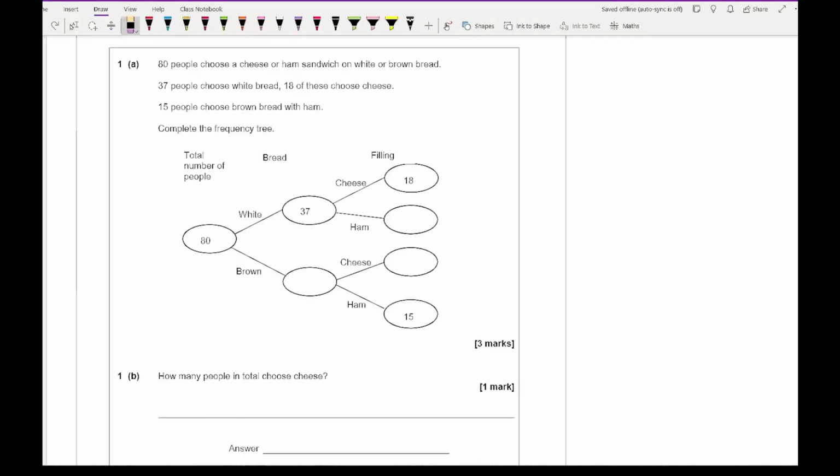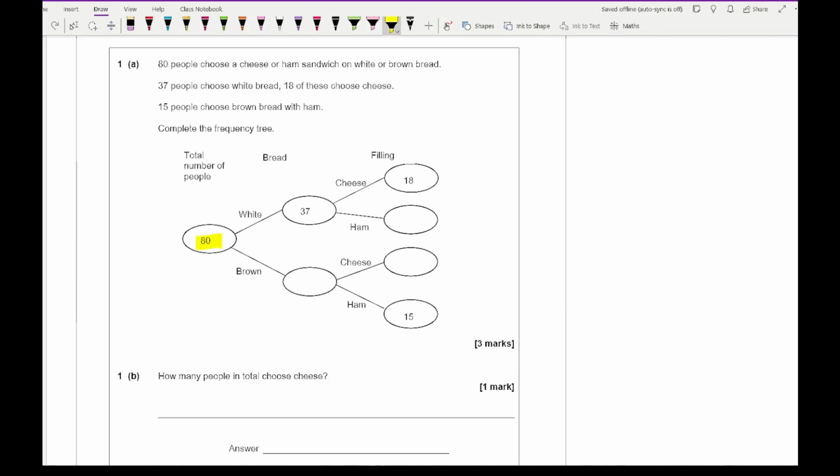So let's get straight into question 1. Question 1 says 80 people choose a cheese or ham sandwich on either white or brown bread. 37 people choose white bread, 18 of these choose cheese, 15 people choose brown bread with ham. Complete the frequency tree. So we know that the grand total of sandwiches is 80.